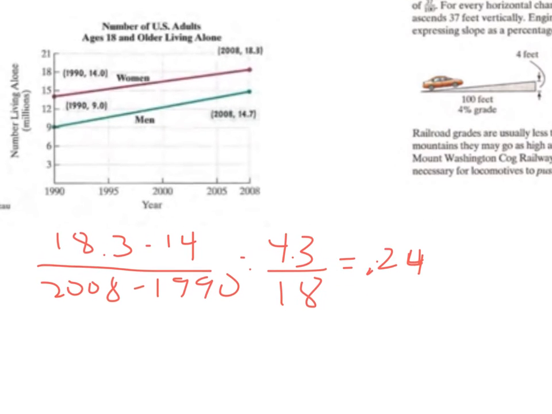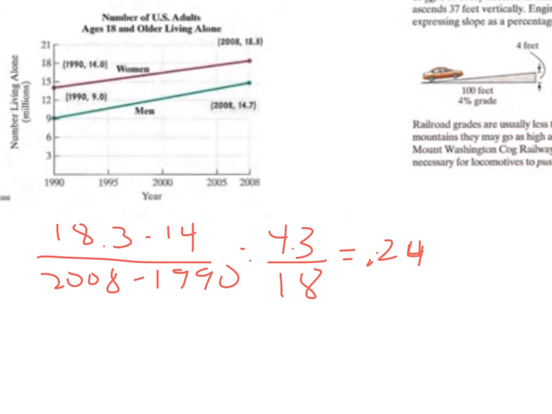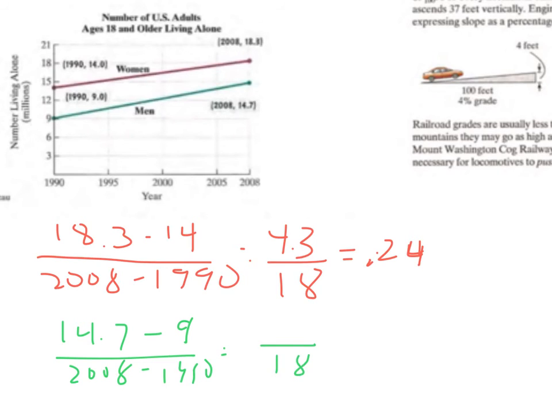Now let's do the men. It's 14.7 minus 9 over the same 2008 to 1990, which I already know is 18. 14.7 minus 9, I get 5.7. If I take that and divide it by 18, I get 0.32.